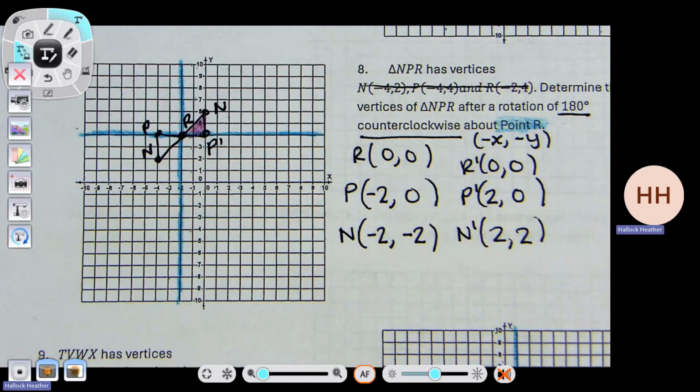So the y-axis, technically, your coordinate point changes, x becomes negative, y stays.